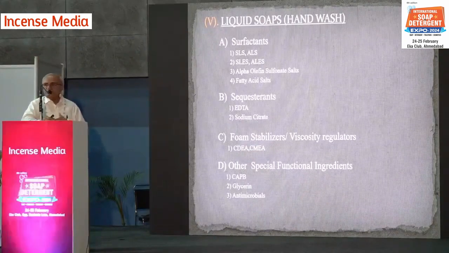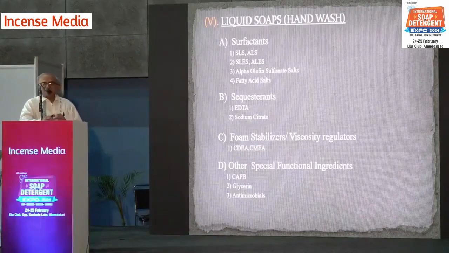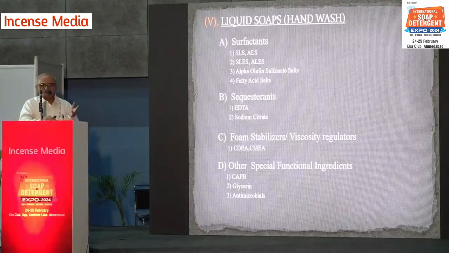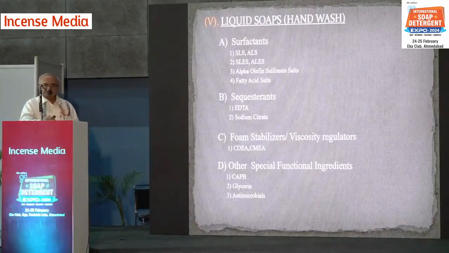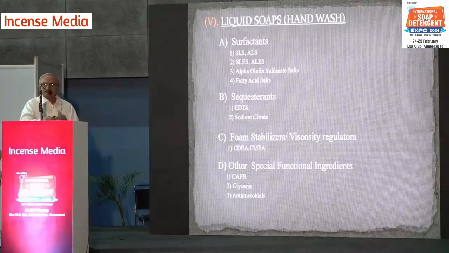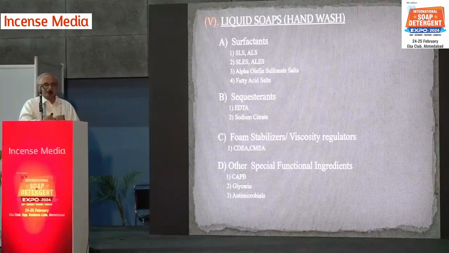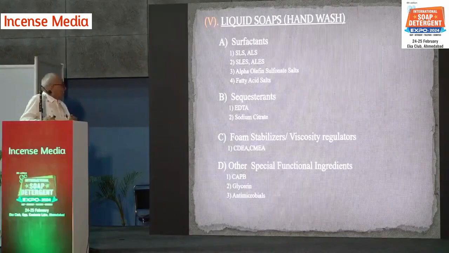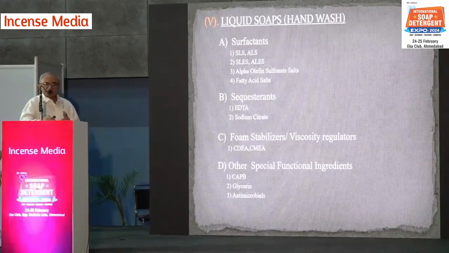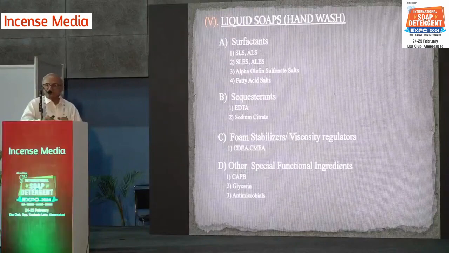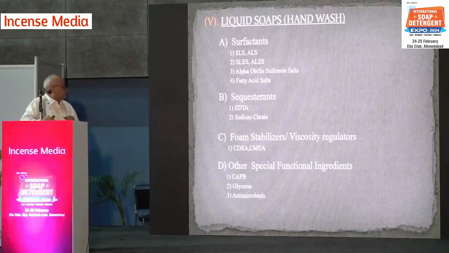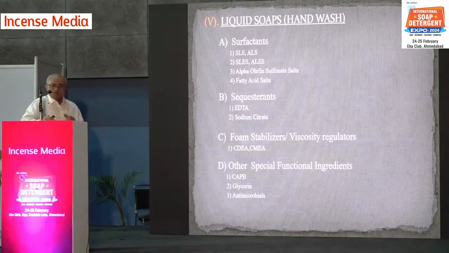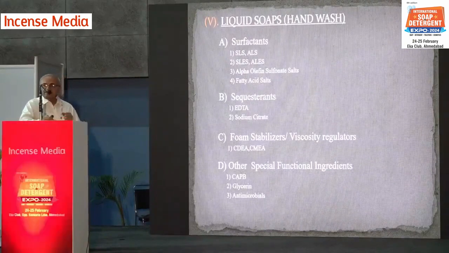Liquid soap is a hand wash. Hand washes are made from SLES. The difference between shampoo and hand wash is very little. Then hand wash can be made with fatty acid also: coconut fatty acid or lauric acid, palmitic acid and myristic acid. As a sequestering agent, EDTA and sodium citrate are added.